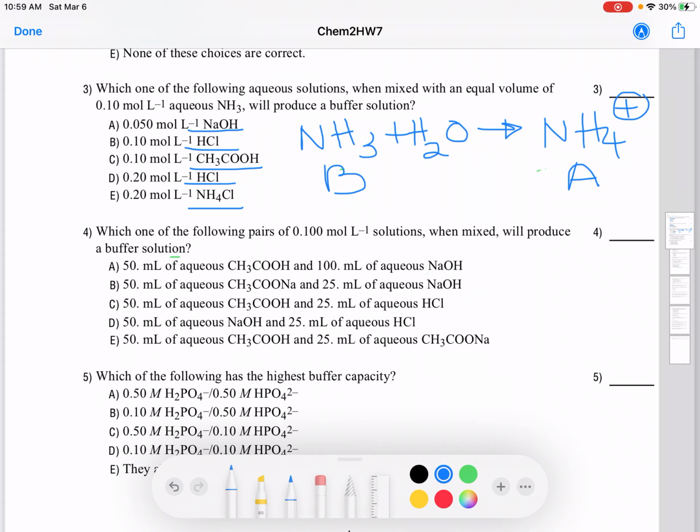Number 4, which of the following pairs of 0.1 molar solutions when mixed will produce a buffer solution? Again, you have to look for the conjugate acid and base. Acetic acid and sodium hydroxide, not that one. Sodium acetate and sodium hydroxide, they are also not a conjugate acid-base pair. Acetic acid and hydrochloric acid, both are acids, one weak, one strong. Sodium hydroxide and hydrochloric acid, strong acid and strong base. Acetic acid and sodium acetate, there you go. That looks like your buffer system.